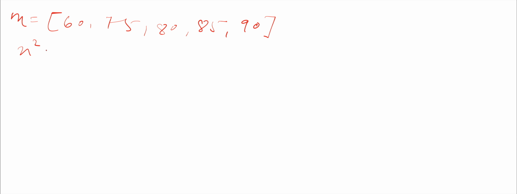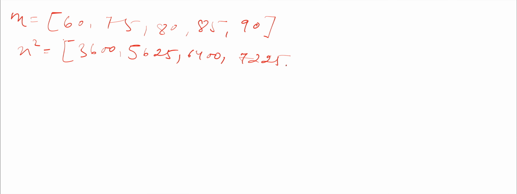Our x squared looks like this. 60 squared is 3600. 75 squared is 5625. 80 squared is 6400. 85 squared is 7225. 90 squared is 8100. So, standardizing them.